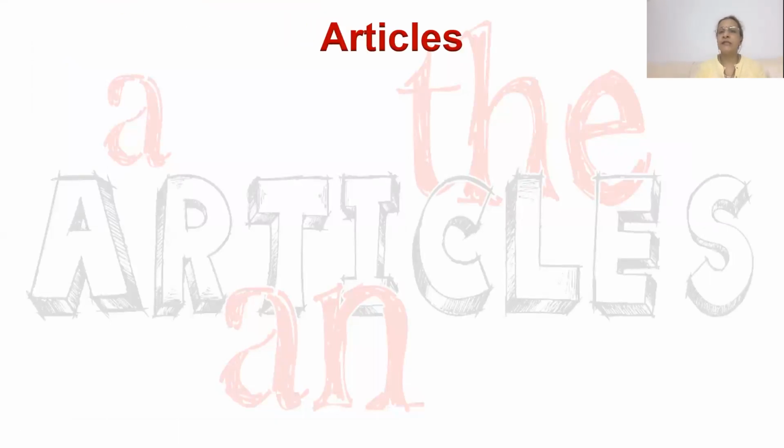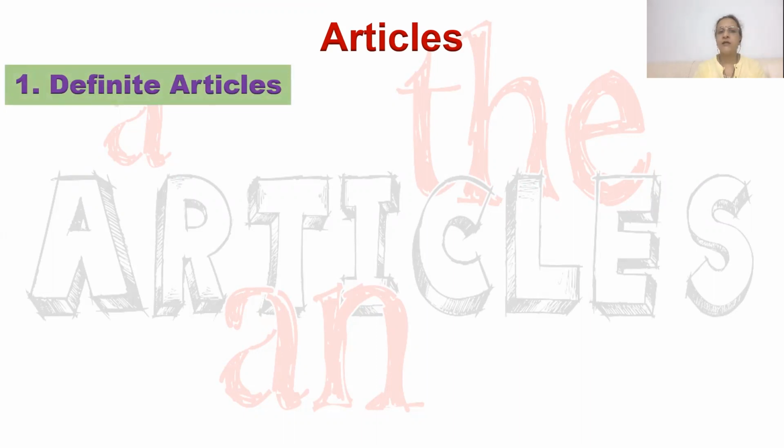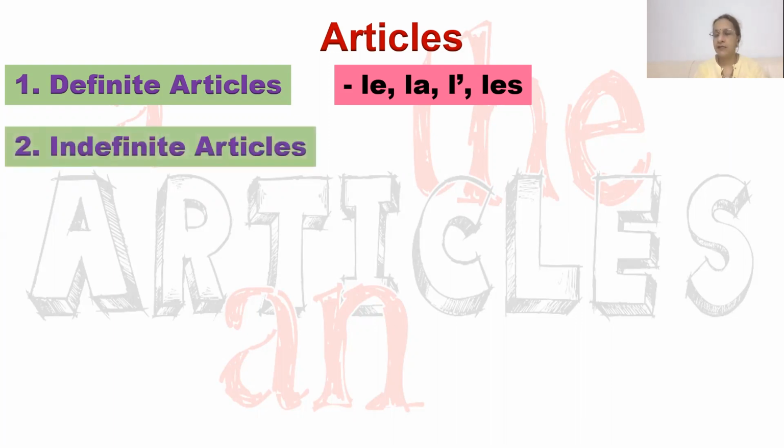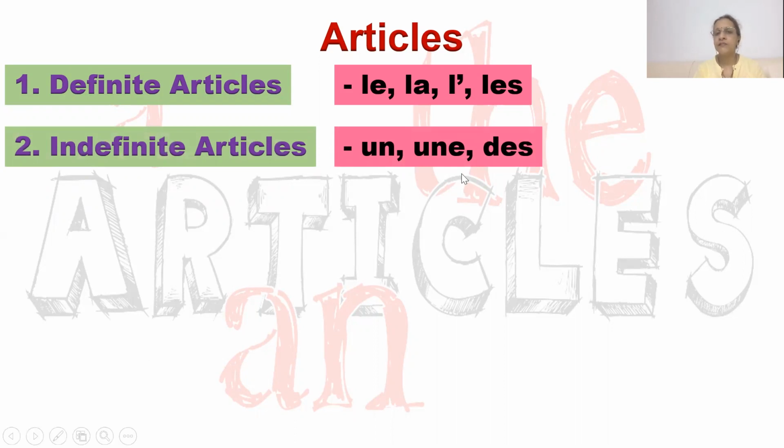The next grammar topic today that I'm covering is going to be articles. We have learned till date definite articles, which are le, la, l apostrophe and les. Le used for masculine singular nouns, la for feminine singular nouns, l apostrophe for nouns beginning with a vowel, and les for all plural nouns. We have learned indefinite articles, which are un, une and des. Masculine singular, un, feminine singular, une, and plural, des.